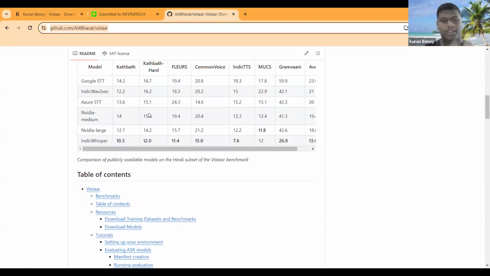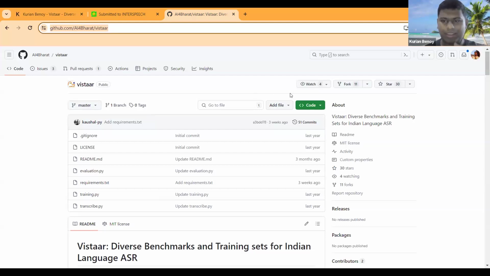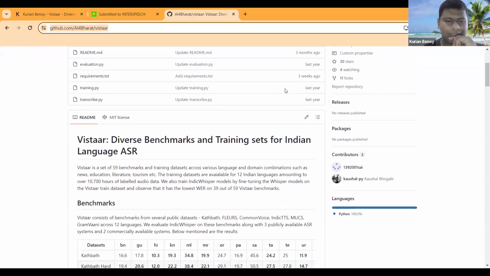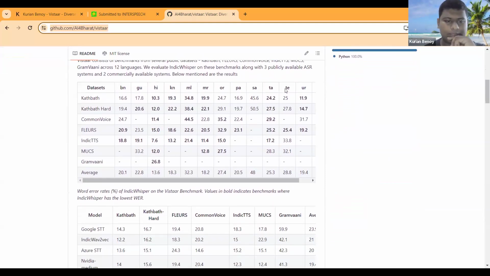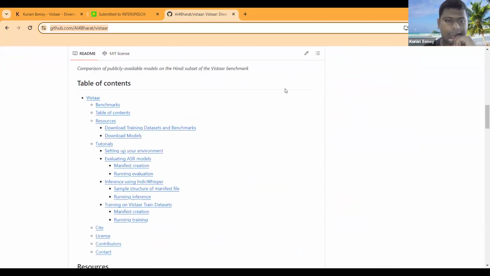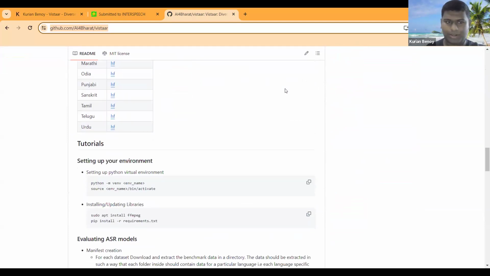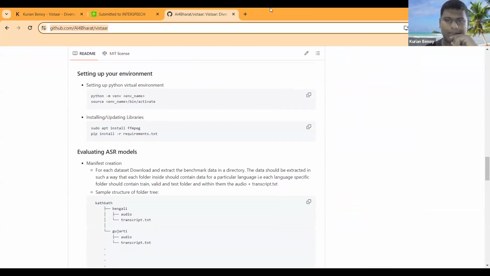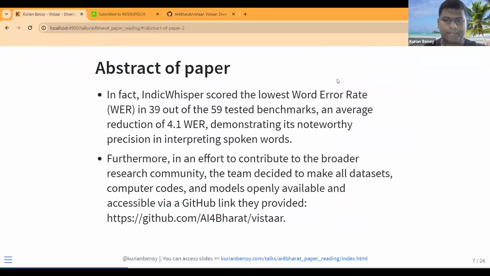If you're interested in the work of AI4Bharat Vistaar, I will say go to this repository and give them a star for the good work they have done, because I think this is the best work I have come across in speech recognition for Indian languages. The dataset and the model are available to download here. They have a proper readme as well. Good job to the people who maintain this. I just wanted to give a shout out to that code repository. Maybe when you are following, you can take a look at this.